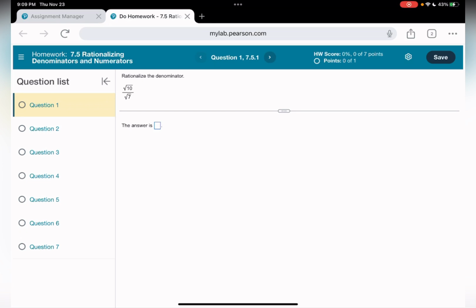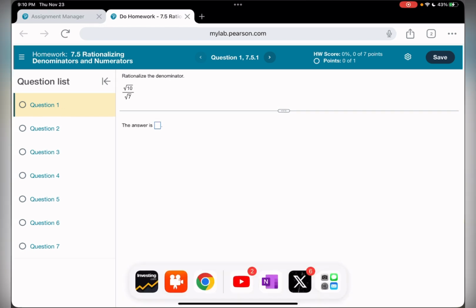Okay, now we are going to work on rationalizing denominators and numerators. Square root of 10 over square root of 7.